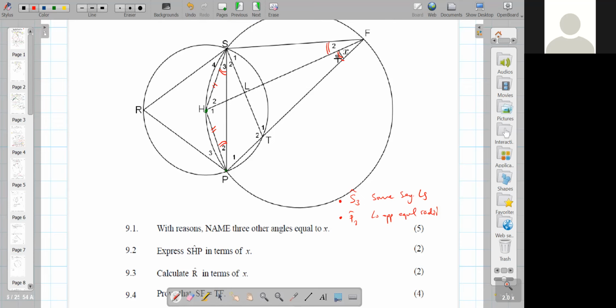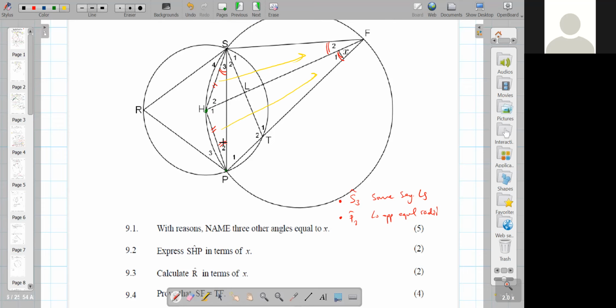Actually for F2, I may have two possible reasons. Remember that reason? Angles opposite equal chords. Because HS is a chord and HP is a chord, and those are equal. HS and HP are equal because they are radii of the smaller circle. So I can tell you F2 is equal to F1 because these are the angles opposite equal chords.